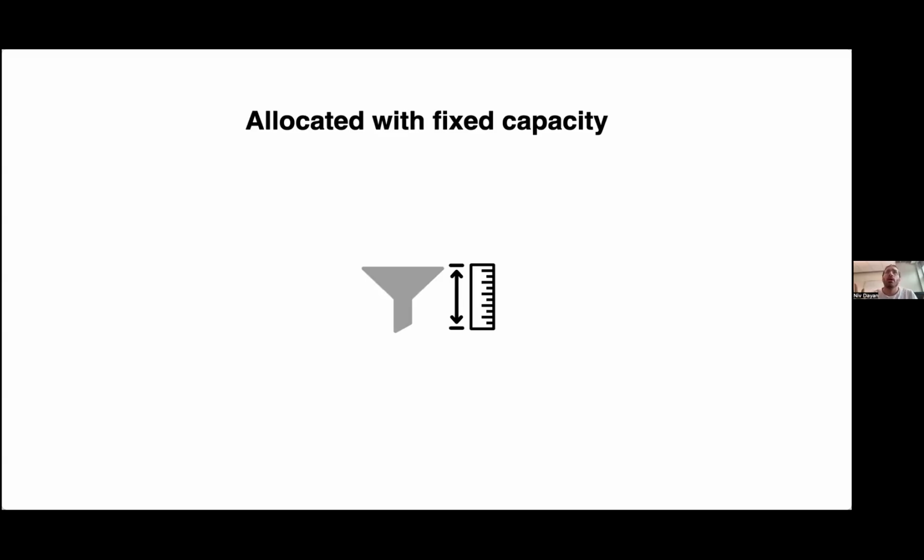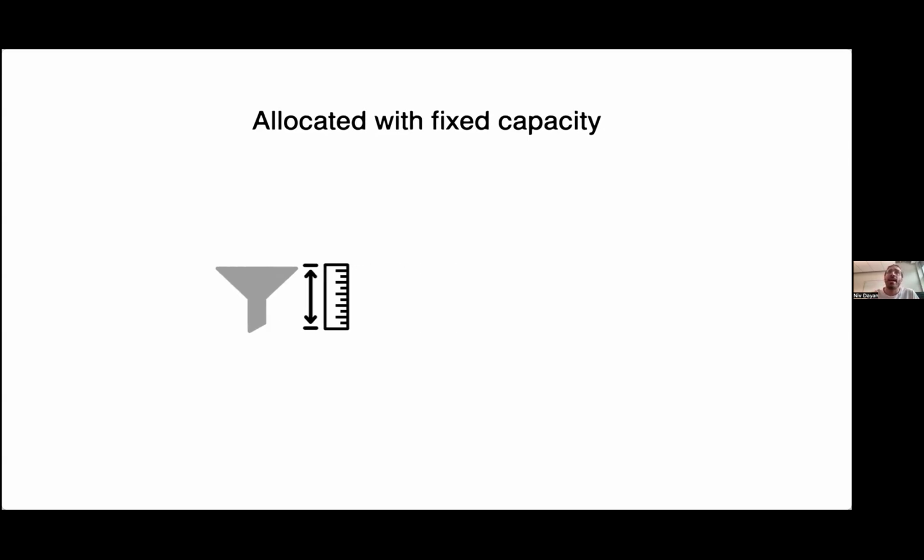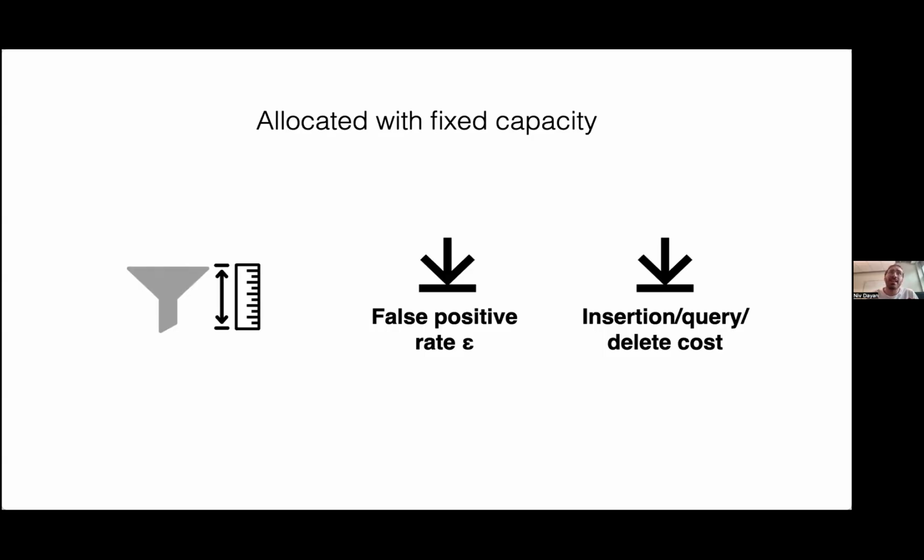Now, all traditional filter data structures, which have been around since the early 70s, are traditionally allocated with a fixed capacity in advance. So from the very beginning, you know how many keys you're going to insert into that filter. As long as you don't exceed the number of keys that you initially plan to insert, the filter will give you a guarantee over the false positive rate and over the cost of insertions, queries, and even deletes if the filter supports deletes.